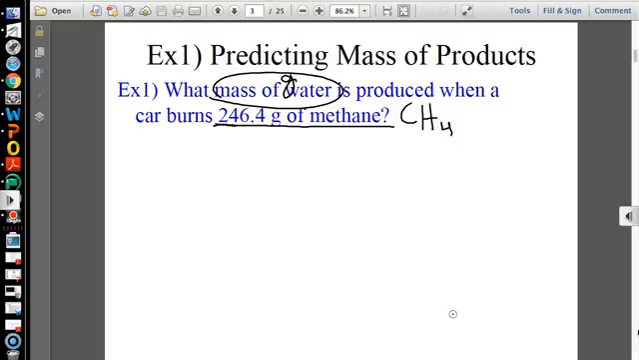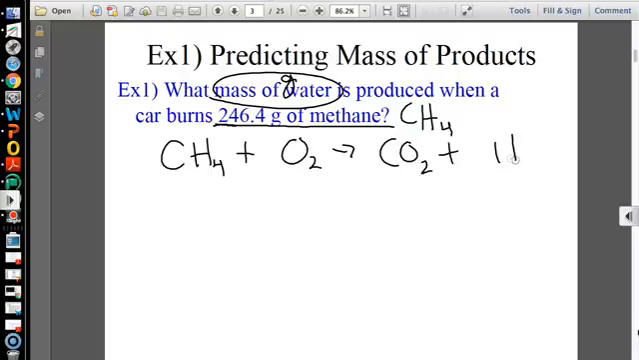Can I put boxes around anything up here? I don't have a balanced equation. So let's get a balanced equation. Combustion is a hydrocarbon plus oxygen in this case, and that's going to give me carbon dioxide and water. And I'm going to show you my little balancing trick with combustion.